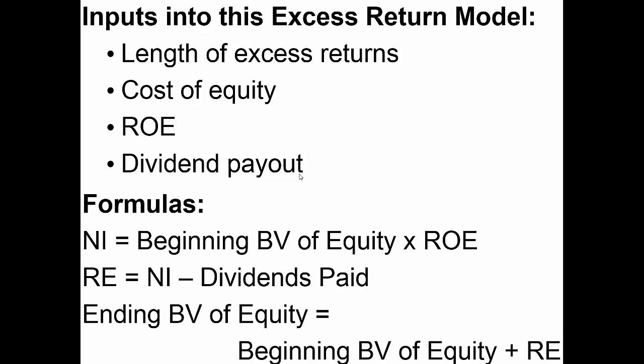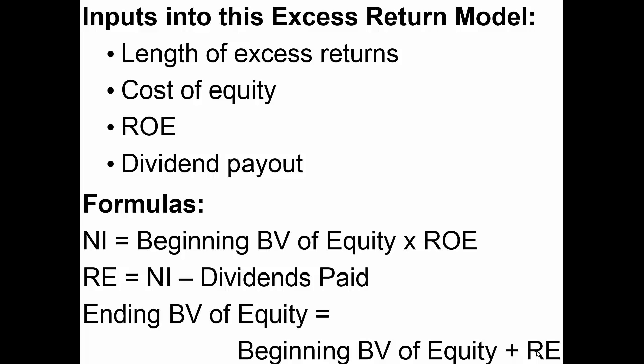There's several formulas that are used in the model, in the Excel spreadsheet, and these operate behind the scenes. But I want to be very explicit before I show you the spreadsheet about what these formulas do. The net income is going to be equal to the beginning book value of equity times the return on equity. We're going to get the retained earnings, RE, and that's going to be equal to the net income minus the dividends paid. And the ending book value of equity is going to be equal to the beginning book value of equity plus the retained earnings. So these are the formulas that are going to work throughout the spreadsheet.